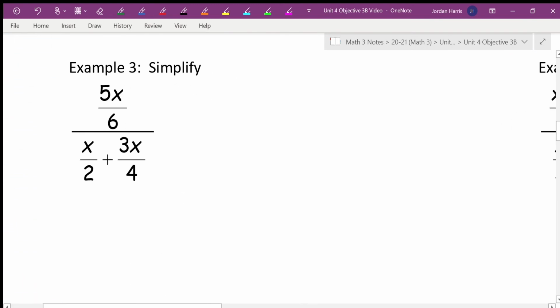Example 3. All right, let's look at our denominators only, the bottoms of the fractions. Okay, this one's a little harder to get my LCD. So it's a number that 2, 4, and 6 can all go into. Well, 2 and 4 can go to 8, but 6 doesn't, so that doesn't work. So we got to go bigger. 10 doesn't work. 12, 6, 2, and 4, yep, all can go into 12. So that's what I'm going to multiply by, 12 over 1.